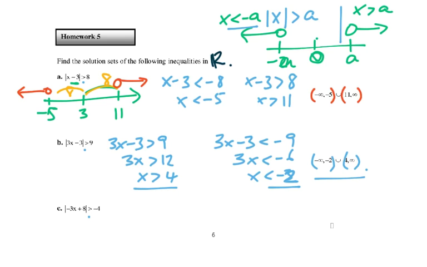All right, so for part C, let's continue with this same idea here. Let's think about this one for a moment. When is an absolute value bigger than a negative? Well, actually, we know that it's always bigger than a negative. So we should pay careful attention to our domain here. It's in real numbers. So this is always true. The solution set would just be real numbers.